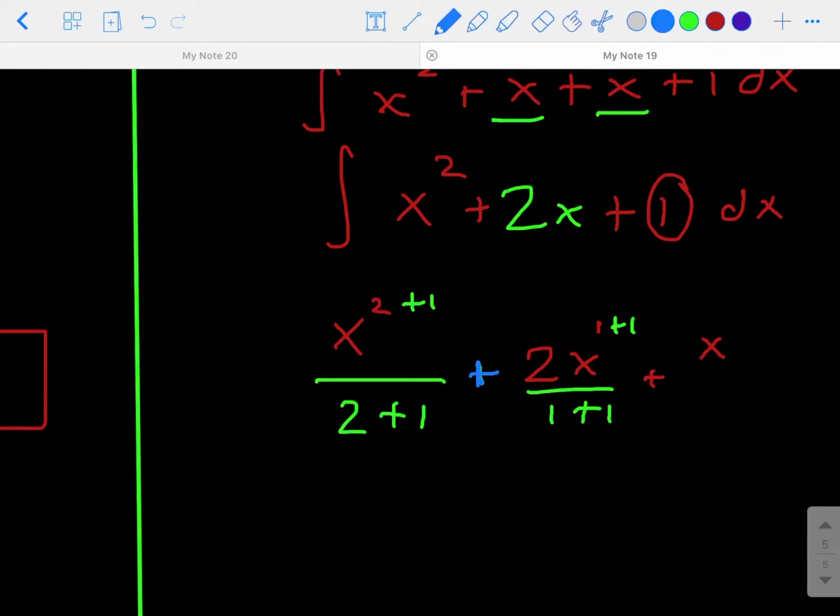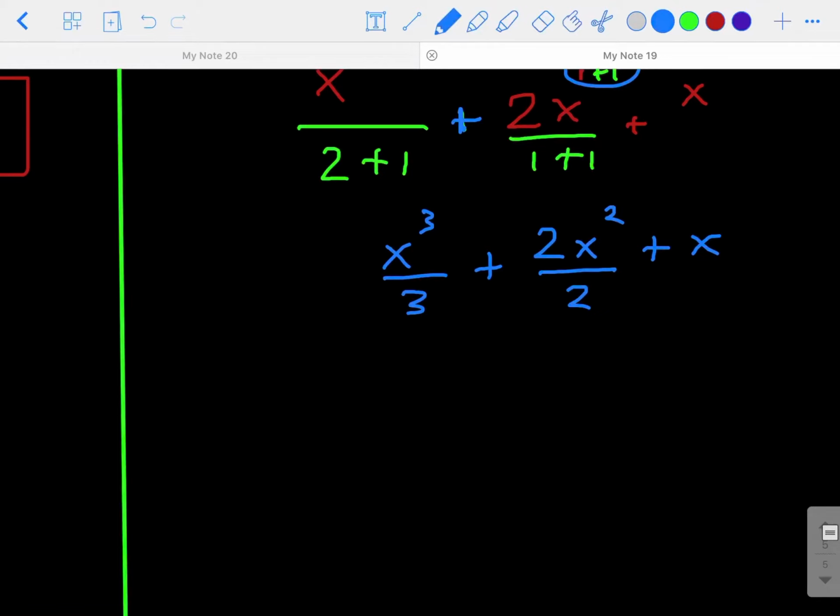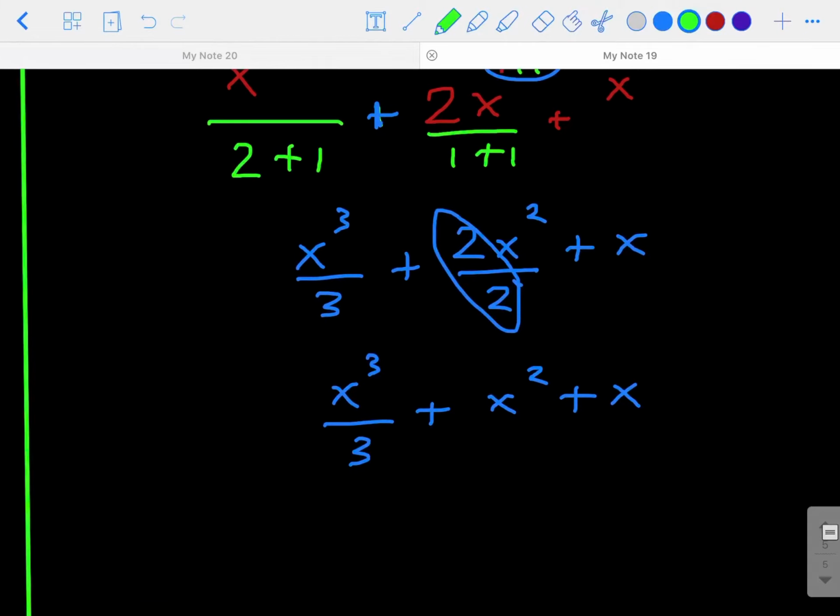Simplify this out a bit, so this becomes x to the 3 over 3 plus 2x, 1 plus 1, 2 over 2 plus x. And I can see we can simplify it just a little bit more. x cubed over 3 plus x squared plus x. And again, since we're talking about indefinite integrals, I need to include that plus c.